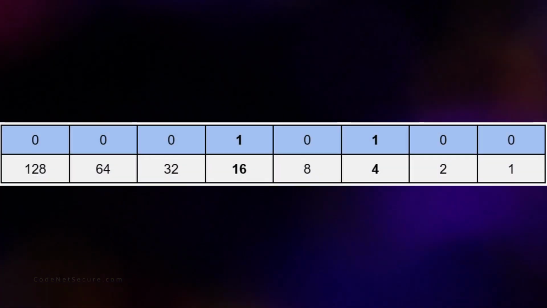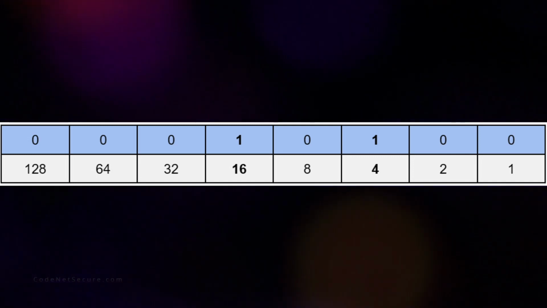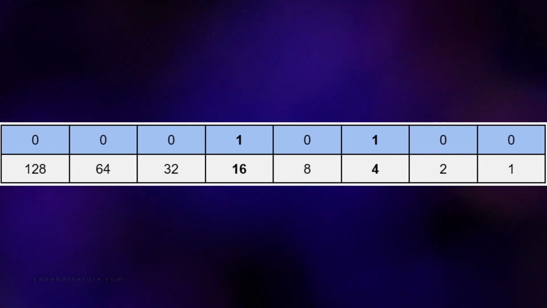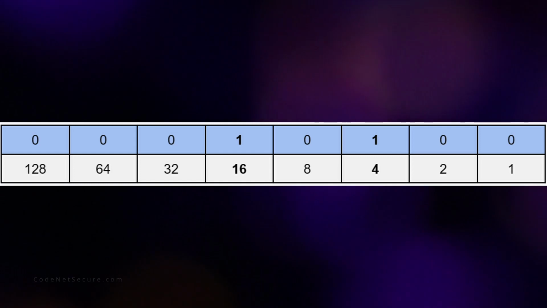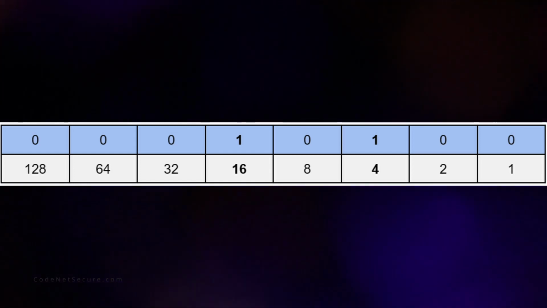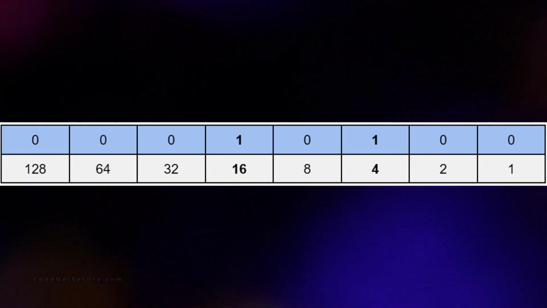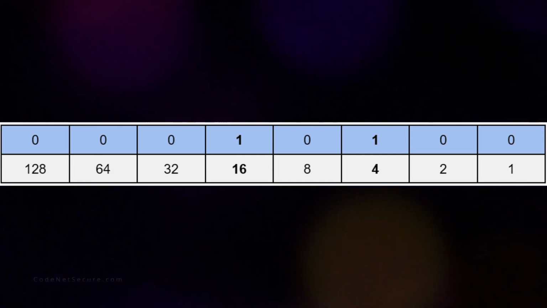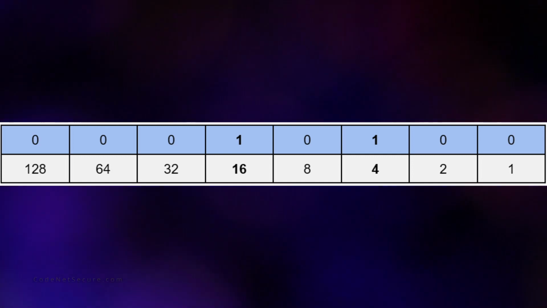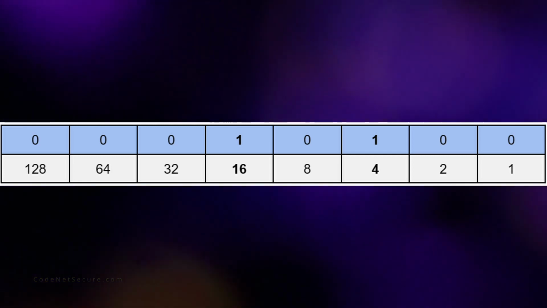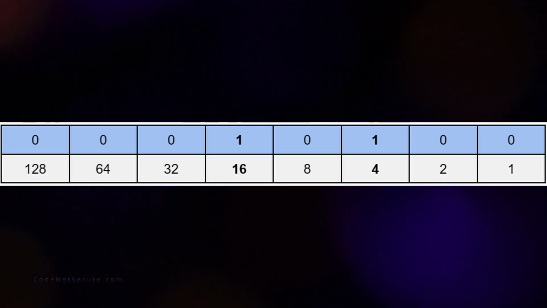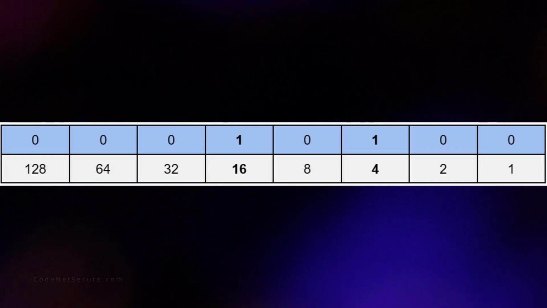The numbers in the row here show the values for each bit set to 1. In this example, bit 4 and 6 are set to 1. By summing up the values 16 and 4, we see that this binary byte has a decimal value of 20. If you set all bits to 1, you will get the maximum value for a byte, which is 255.